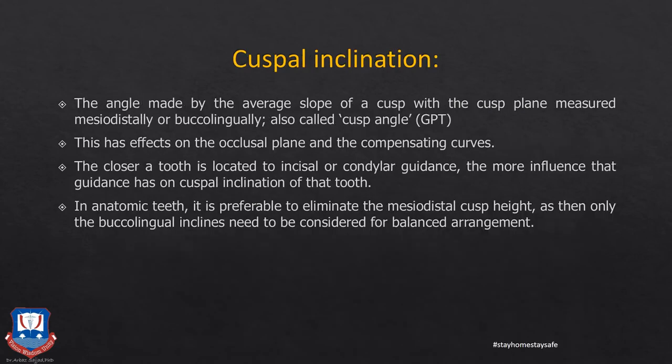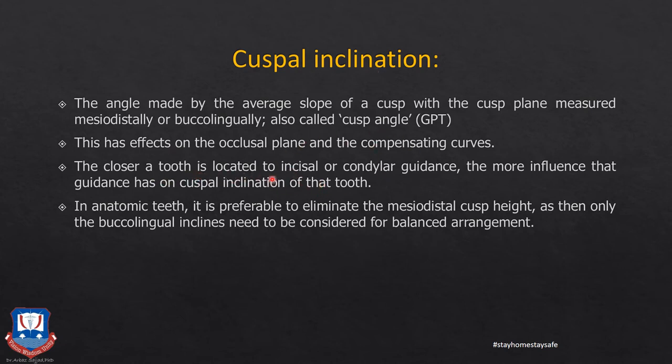Now coming to the last factor, that is the cuspal inclination. Cuspal inclination is the angle made by the average slope of the cusp with the cuspal plane, measured mesiodistally and buccolingually, and it is also called the cuspal angle. This has an effect on the occlusal plane and the compensating curve. They are interrelated, that is the slope of the occlusal plane, the compensating curve, and the cuspal incline. They are all interrelated to each other.